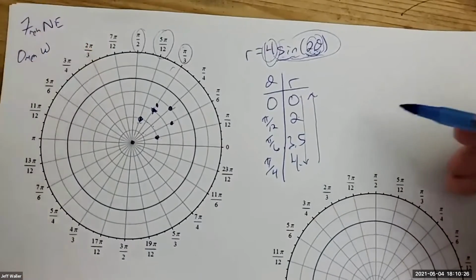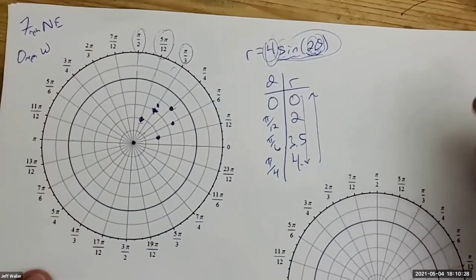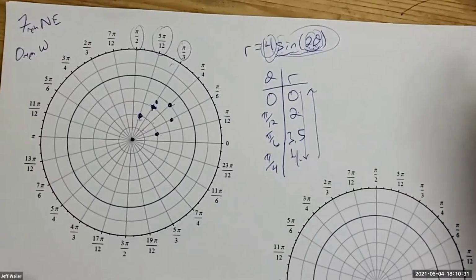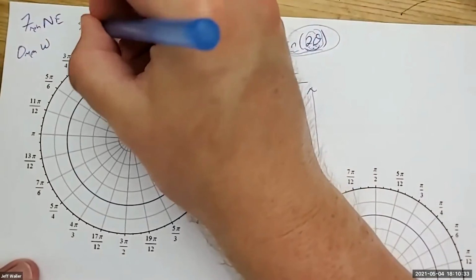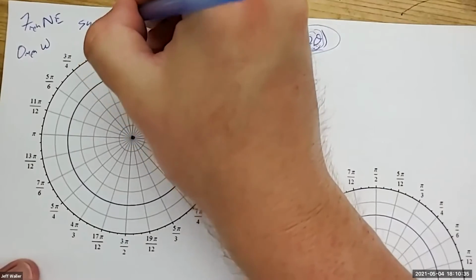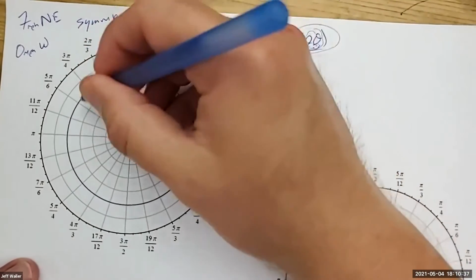What did we go into this knowing? Didn't we test something going into this? It's symmetrical across pi over 2. Yes. So I know there's going to be another one of these here, right?